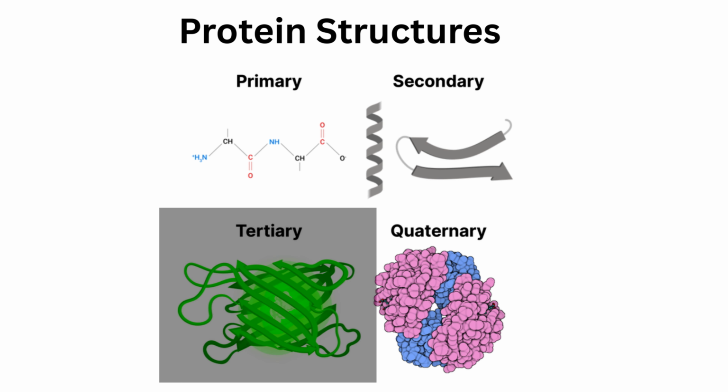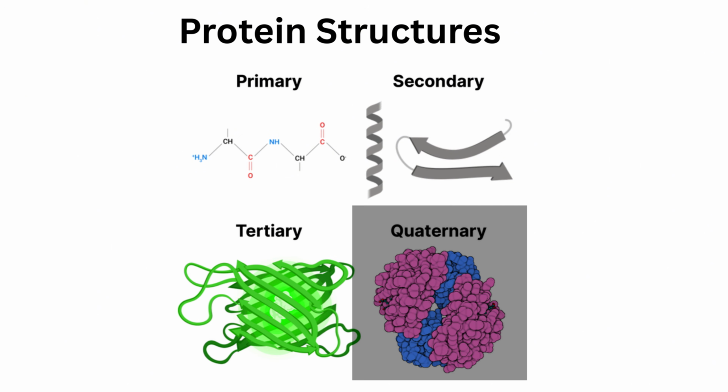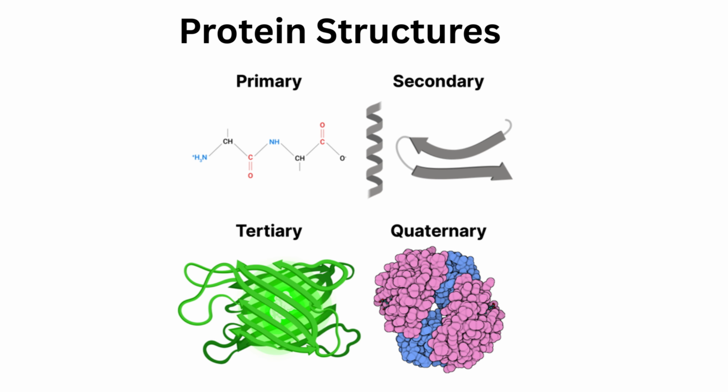Tertiary structure is the overall three-dimensional shape of a single polypeptide chain formed by interactions between side chains through hydrogen bonds, ionic interactions, hydrophobic packing, and disulfide bridges. Finally, quaternary structure arises when multiple polypeptide subunits assemble into a functional protein complex, stabilized by the same interactions seen in tertiary structure. Together, these levels of organization give proteins their unique shapes and enable them to perform highly specific biological functions.